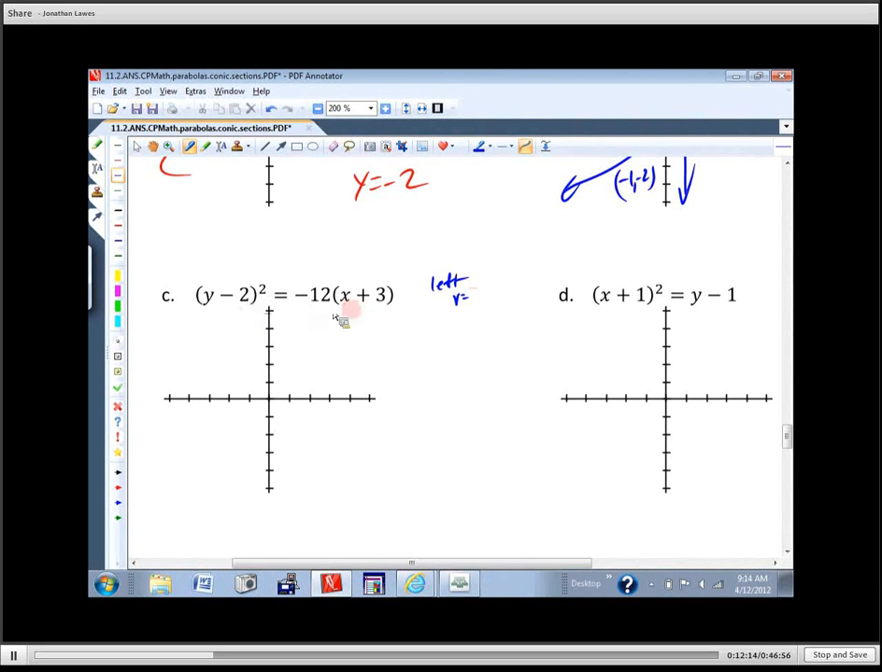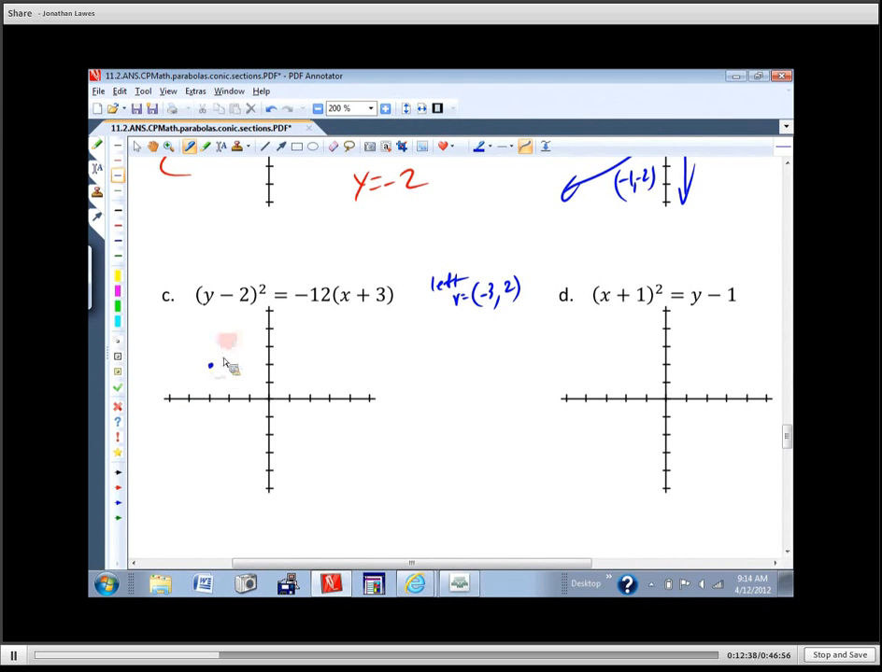Find the x. What's with the x? A 3. So it's at -3. What's with the y? A 2. So the vertex is at -3, 2. So we go back 3 and up 2. That's the vertex. It opens to the left, so it's going to go like this.